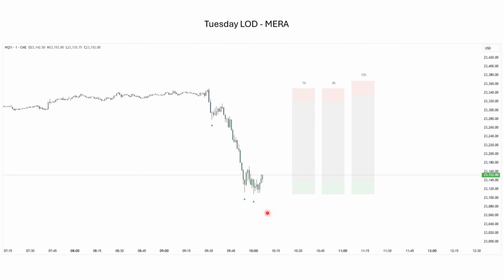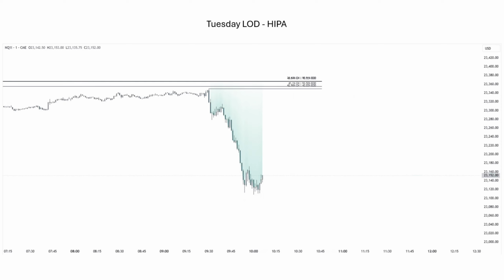Okay, moving on to Tuesday, let's stack all the confluences all over again. So starting again with MERA, you can see we're in extreme discount here. Candles have been colored green, and we've started to get some early shift alerts happening.